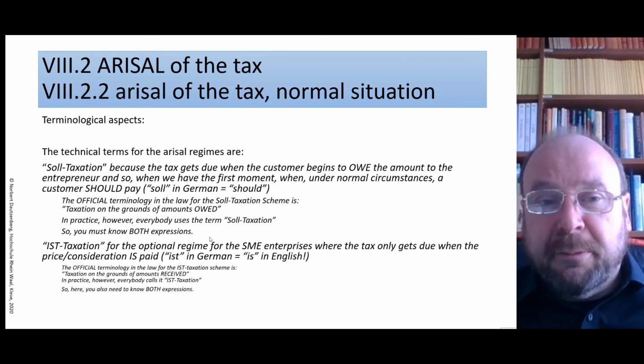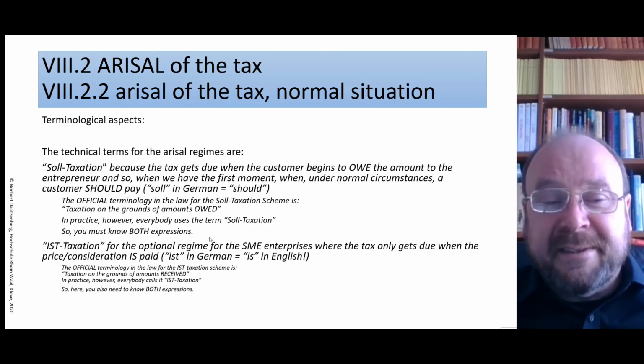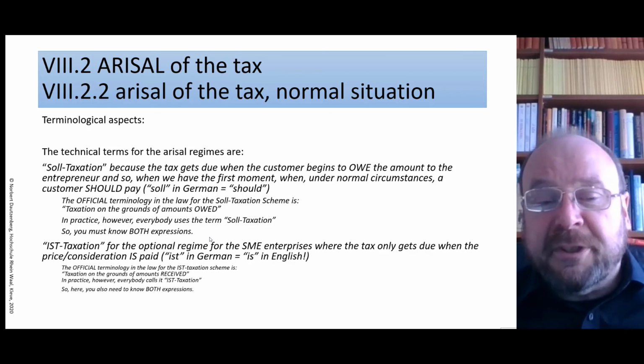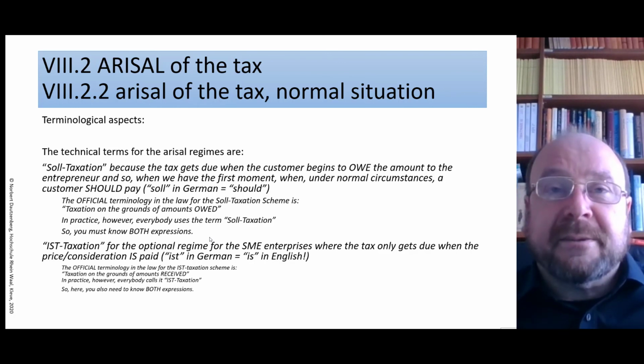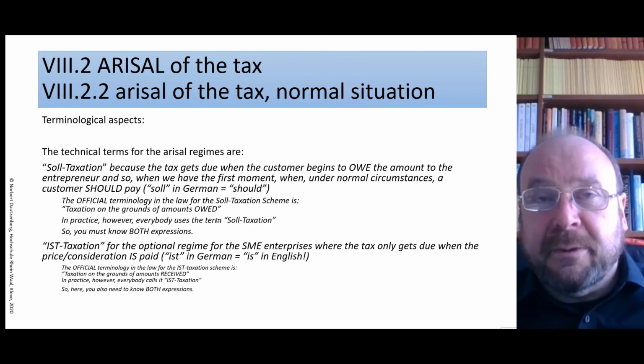By the way, in Germany, everybody knows these two systems under the terms of Soll taxation, that is, the amount which is owed is directly taxable. The other alternative is Ist taxation, which is the optional regime, and Ist means what is just paid. So that is the usual keyword to keep the two things apart.